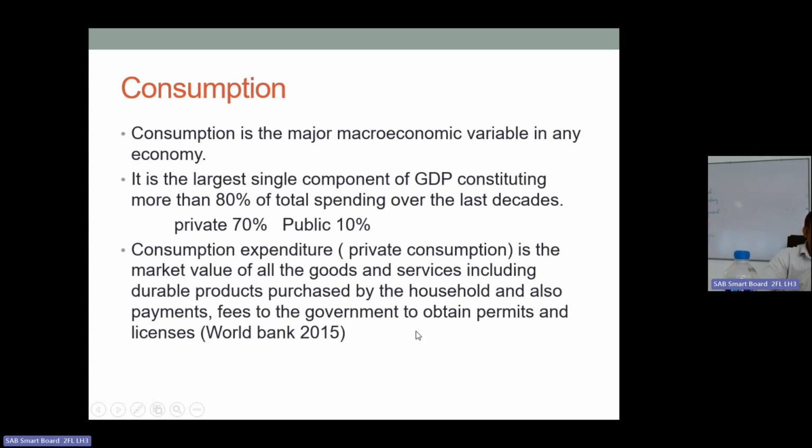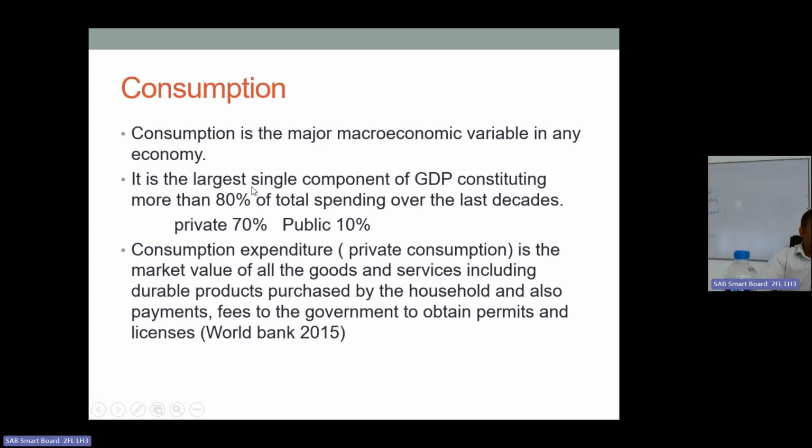That is an important part, as a single component in national income. In aggregate demand, it covers 80% of national income, more than 70-80% being private. From that, we have private consumption and government consumption. Private consumption is around 70%, and government consumption is around 10% on average.